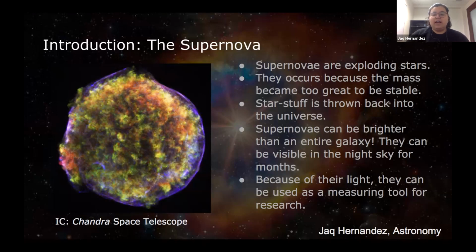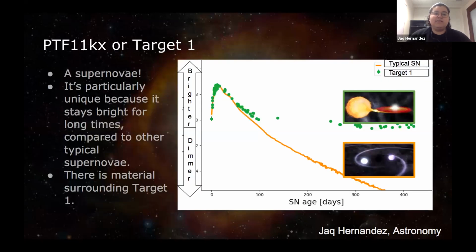Since they're so bright and for so long, their light can be used as measuring sticks for a lot of research. If you've ever heard about the expansion rate of the universe, or hot words like dark matter and dark energy, some of that research uses supernovas. And as I said, PTF11KX, or I'll be calling it Target 1 for simplicity, is one of these supernovas.